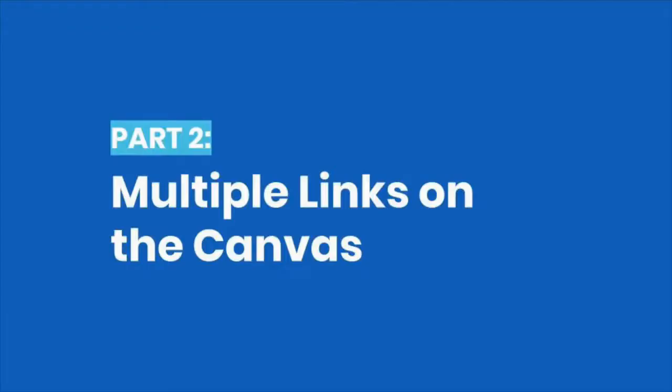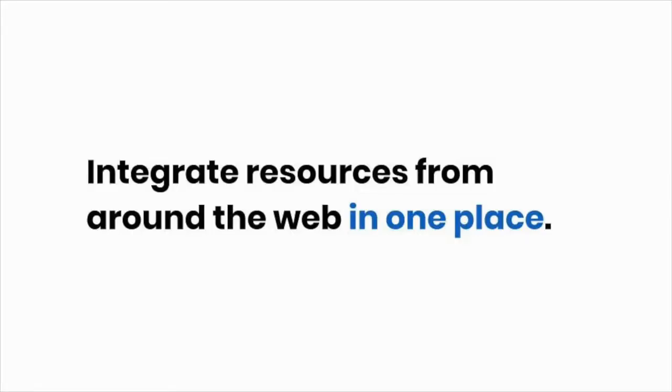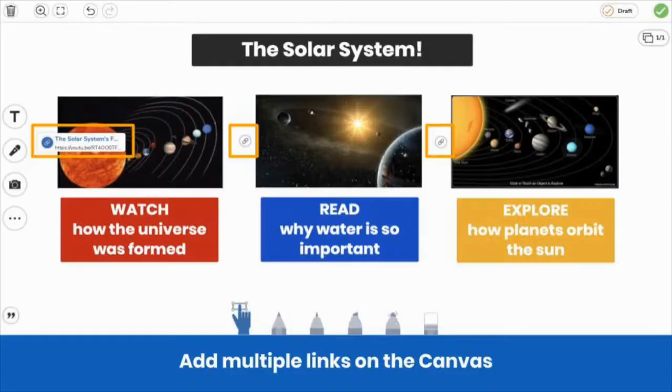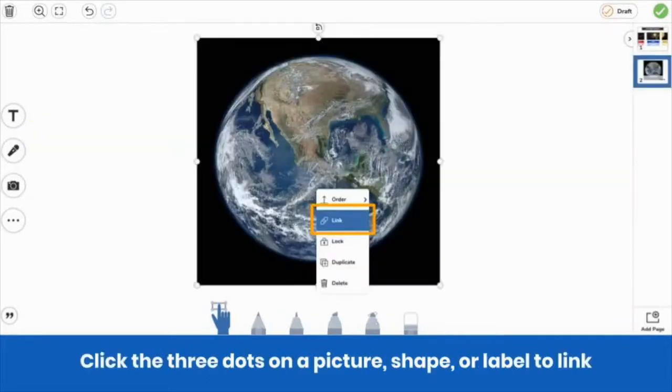Not only can you add video to the canvas, you can now add multiple links as well. This means you can integrate resources from around the web all in one place. Here you see 3 links to resources about the solar system. Students click on each link to access the resource. You can add a link to any picture, shape, or label.